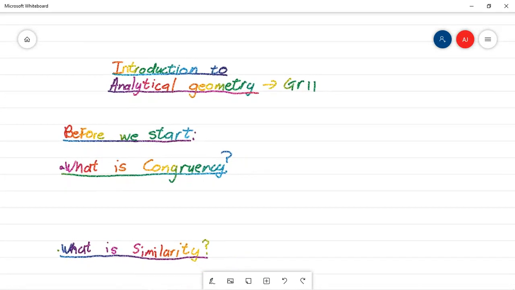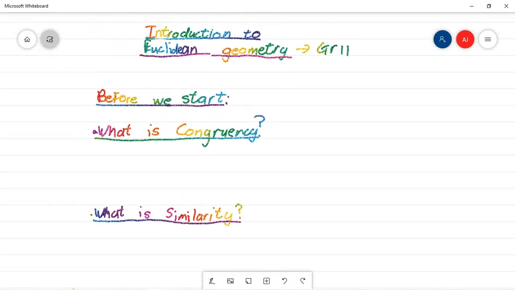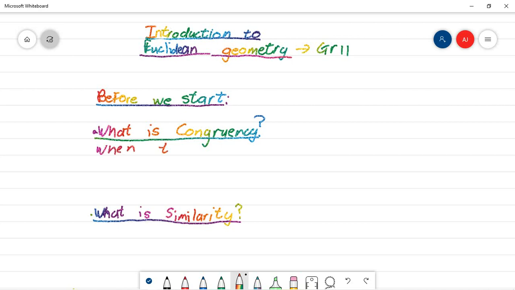Now, before we start even thinking about analytical geometry, or not analytical geometry, sorry, Euclidean geometry, before we even start looking at Euclidean geometry, there's a few things that we have to know and remember. We have to remember what congruency is. Now, congruency is when two shapes are exactly the same.